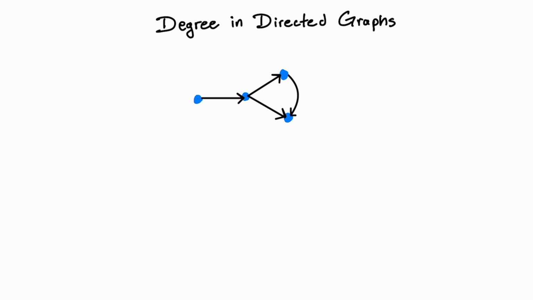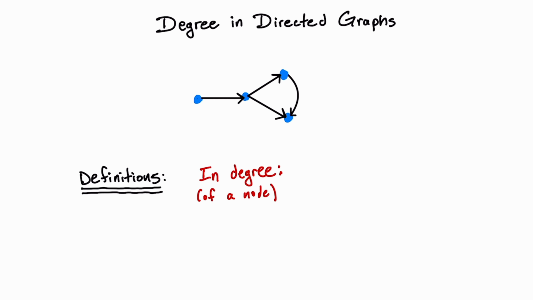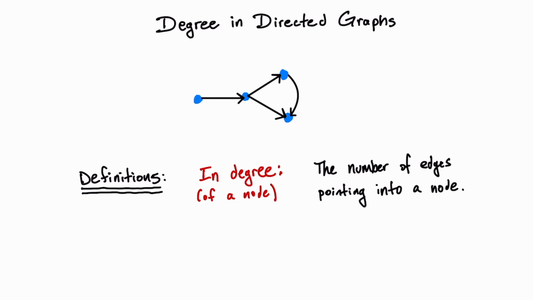For this reason, it makes sense to talk about two different kinds of degrees. The in degree of a node is the number of edges pointing into a node. For example, this node right here has one edge pointing into it. So the in degree of that node is 1. The in degree doesn't always have to be positive though, even if there's an edge connected to the node. For example, this node has no edges pointing into it, so it has in degree 0, even though there's one edge pointing away from it.